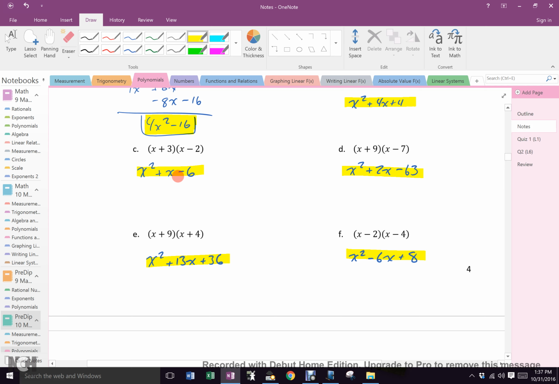C? Well, because that would be x squared minus 2x plus 3x minus 6. Negative 2 plus 3 is 1x. Everyone okay? Once, twice, thrice?